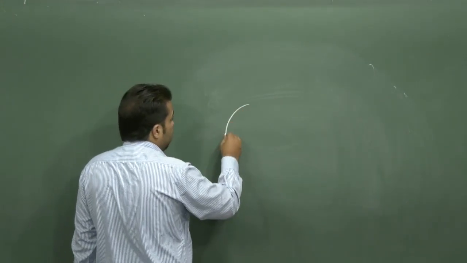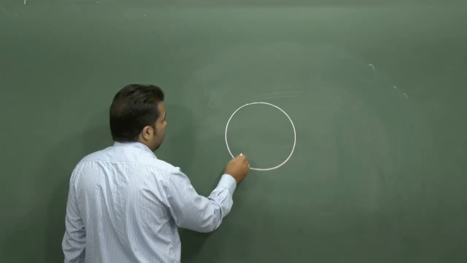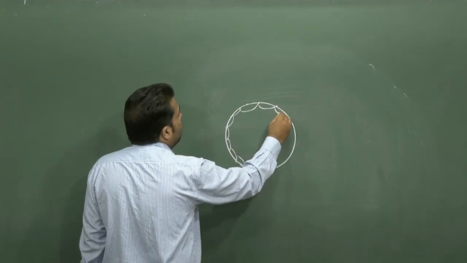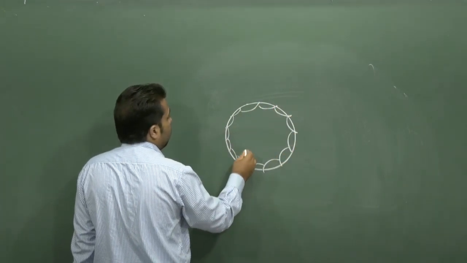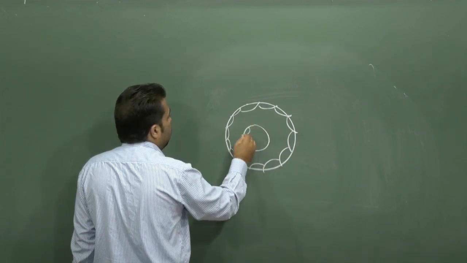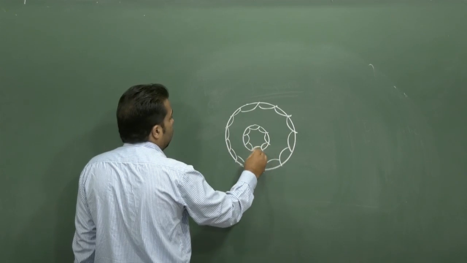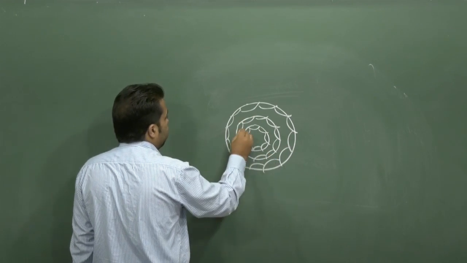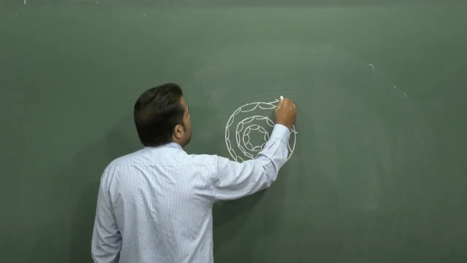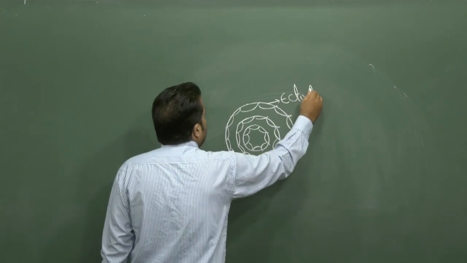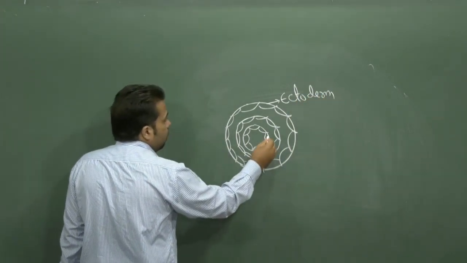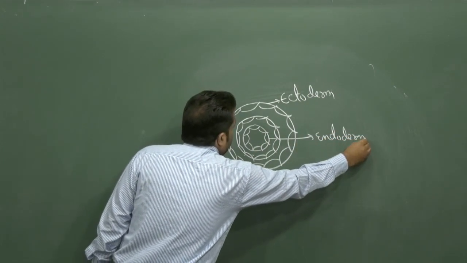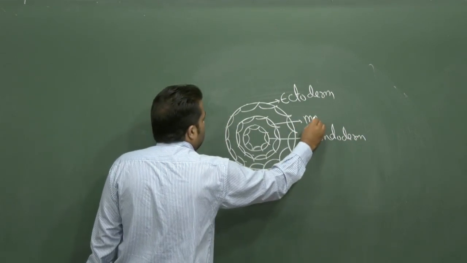So diagram is like this. They are triploblastic animals, first triploblastic animals. They have three germ layers. This is ectoderm. This is endoderm. And this is mesoderm.